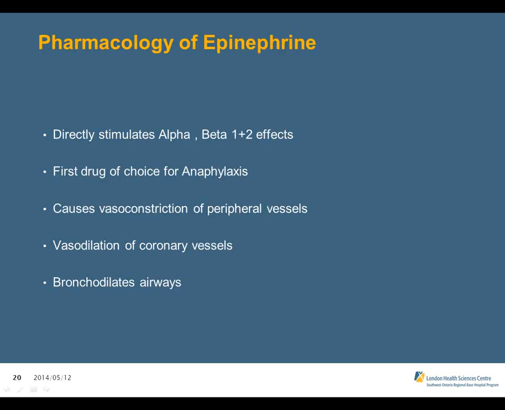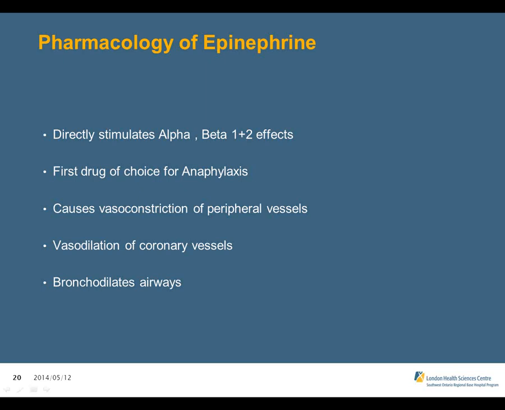So in terms of the pharmacology of epinephrine, it directly stimulates alpha receptors as well as beta 1 and 2. So alpha causes the peripheral vasoconstriction to help with the hypotension. Histamine is released, it causes vasodilation. Epinephrine would counteract that. It causes the clamping down of the blood vessels to help increase the blood pressure.